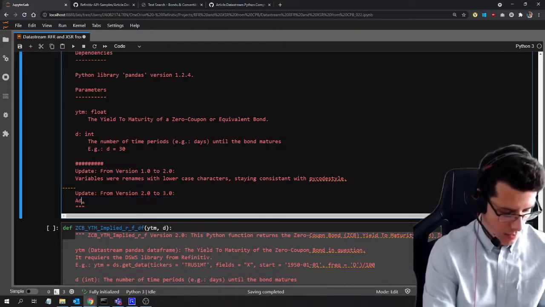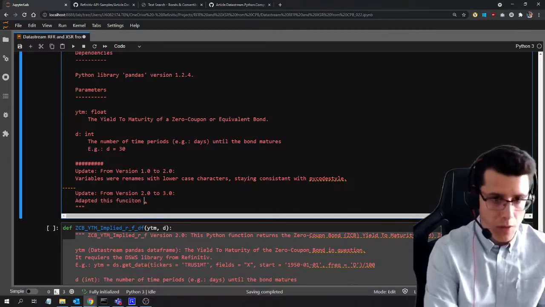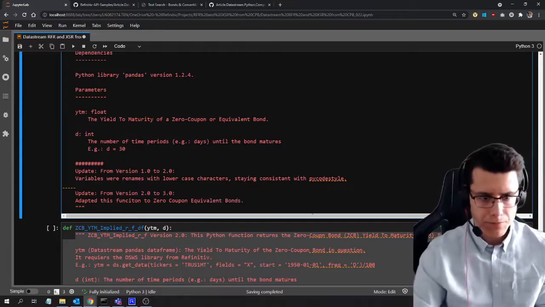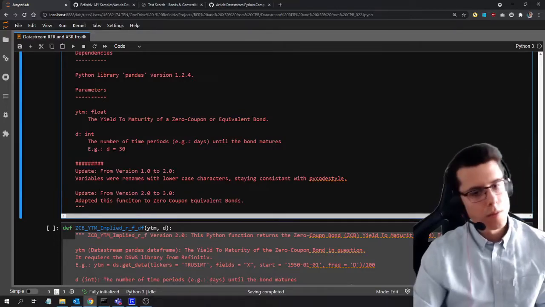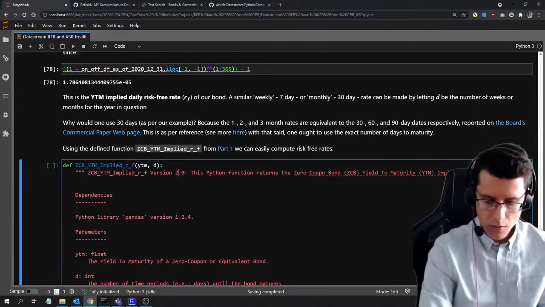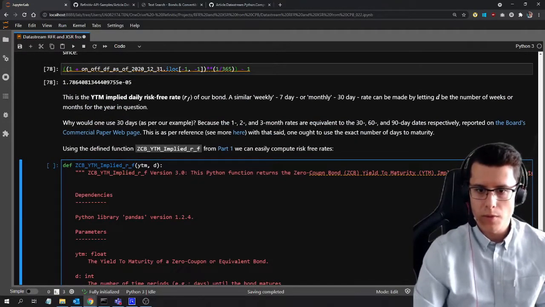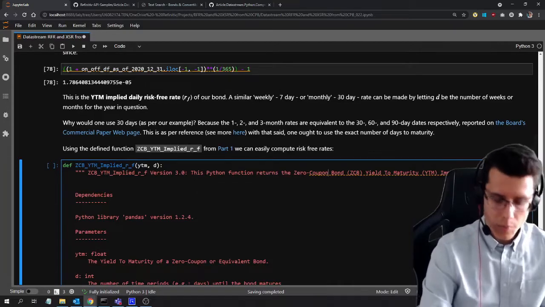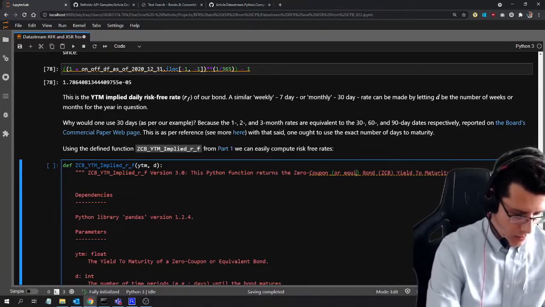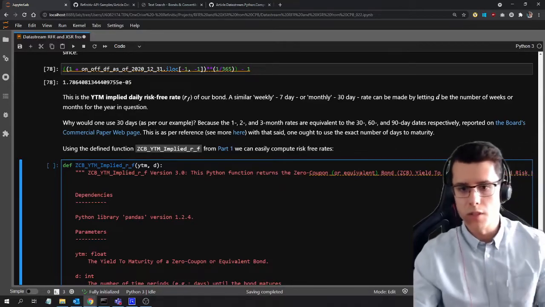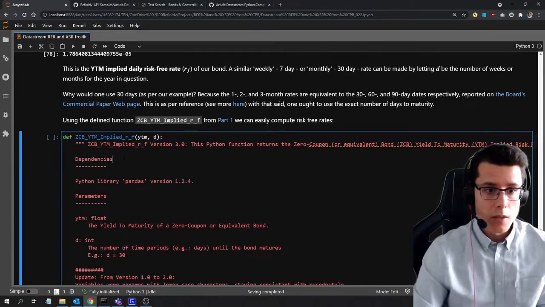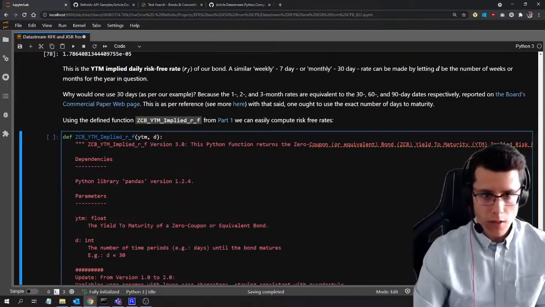We have adapted this function to zero coupon equivalent bonds. All right. Is that all we need to say? I think it is. 2 to 3, this Python function, and so on, zero coupon with an O, coupon or equivalent. If I've done some mistakes, by the way, either do tell me or I will check before I publish it. That's always what I do. All right, and we are good. Good to go for this.